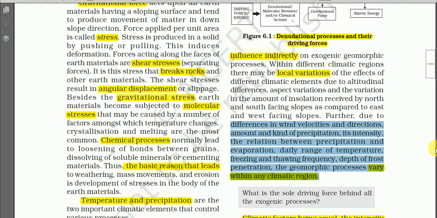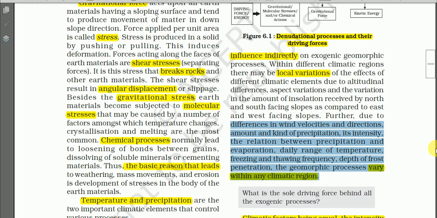Variation in the intensity means in some areas there may be heavy rainfall and there may be less rainfall in some other areas within a given period of time. Then evaporation rate may be different from place to place. In dry areas, evaporation rate will be very high, and in the wet areas it may be low. And in some areas the daily range of temperature may be very high. Say daytime temperature may be very high, and at night time very low. So we have a very wide range of temperature.